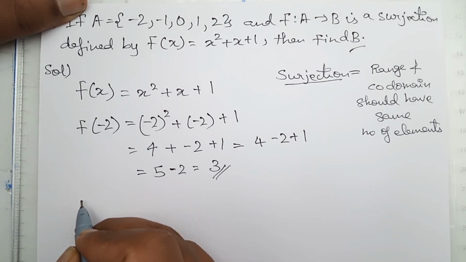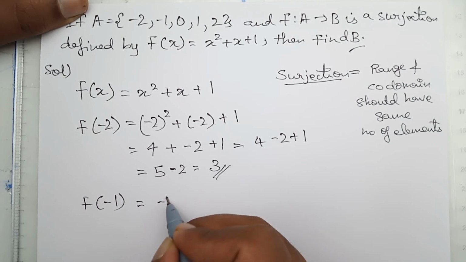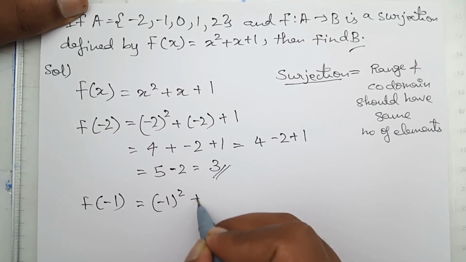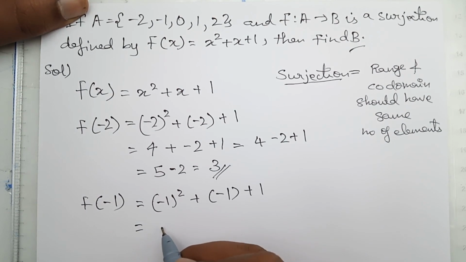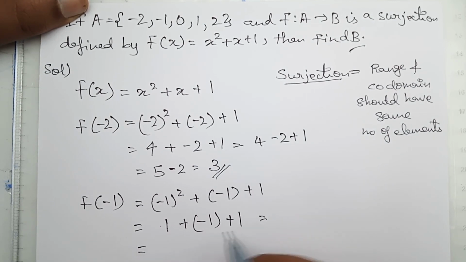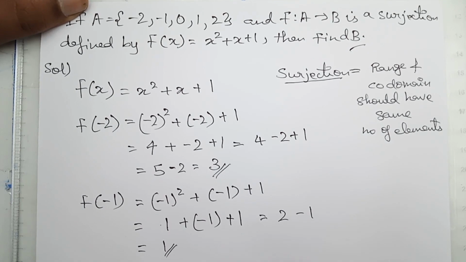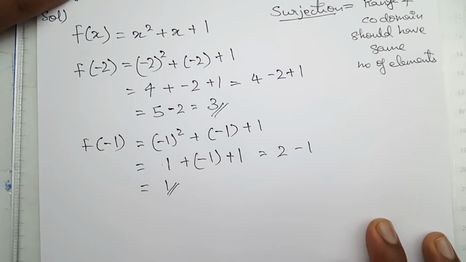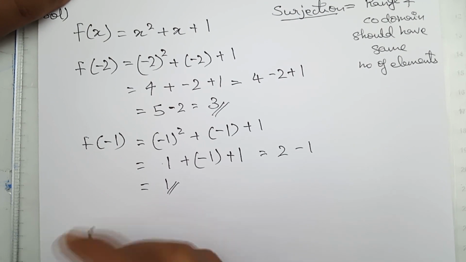Now we will find f of -1, which is equal to (-1) whole square plus -1 plus 1. That is 1 plus -1 plus 1. 1 plus 1 is 2, minus 1, that is 1. So the solution for f of -1 is 1.